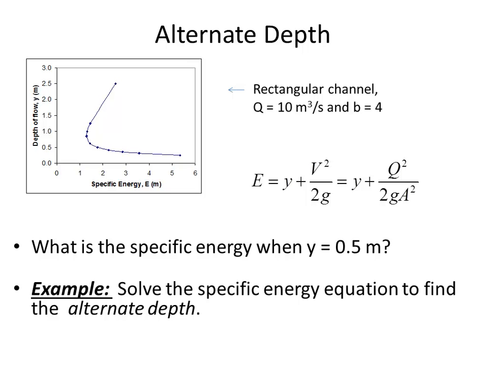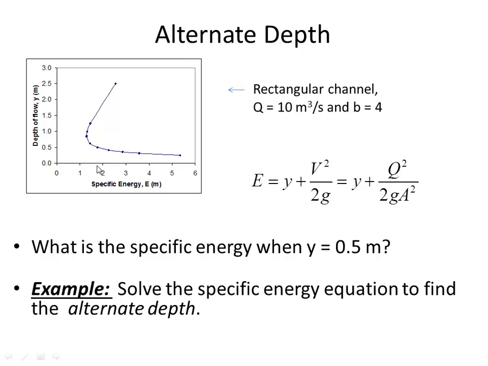We already knew 0.5 was one of the possible roots. And we'll go over the design stuff a little bit later. And so the alternate depth that we're looking for is 1.658 meters. So that is the other depth. And if we refer back to the chart, it looks like that's about accurate.